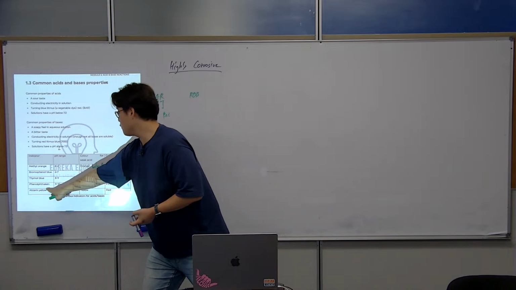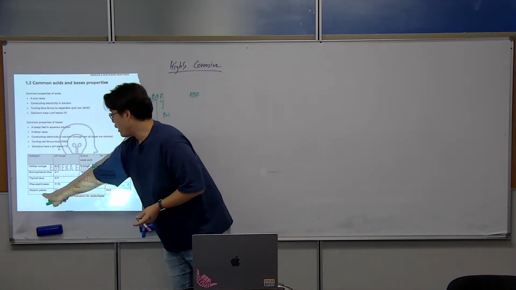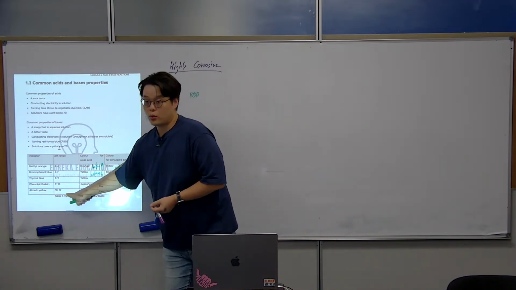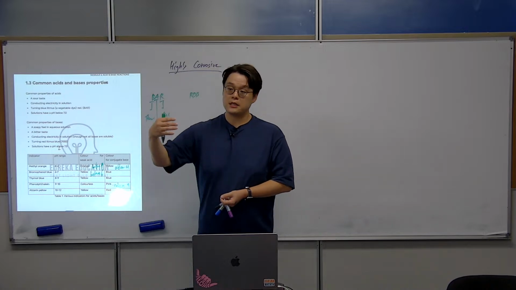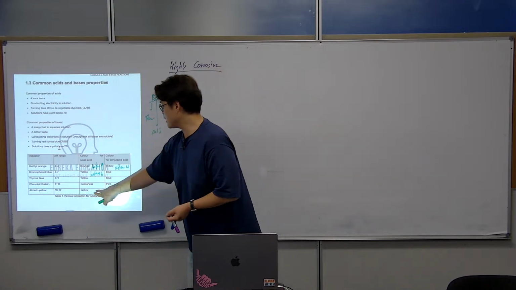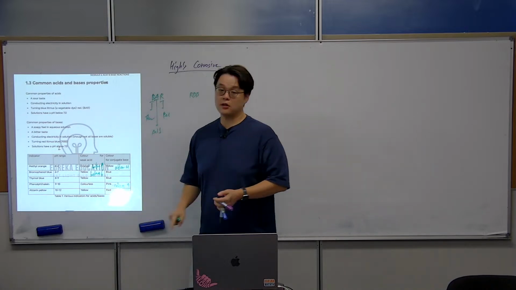Okay, and then phenolphthalein, I talked about it. Alizarin yellow, 10 to 12. So it's testing for really high basicity, like alkalinity. So it's yellow before 10 and red after 10.